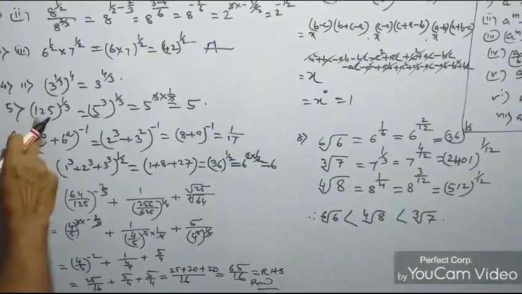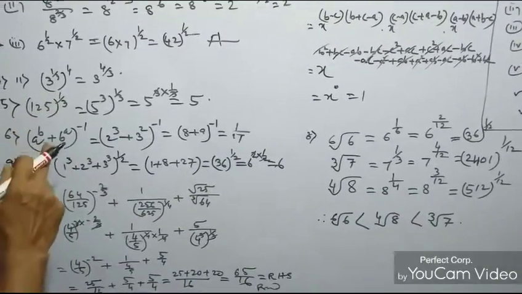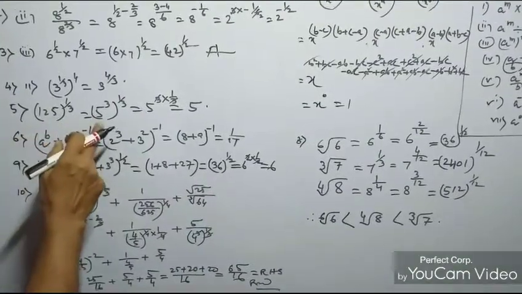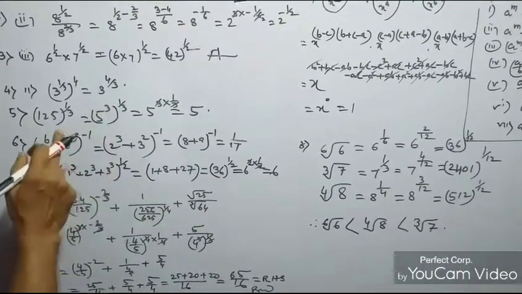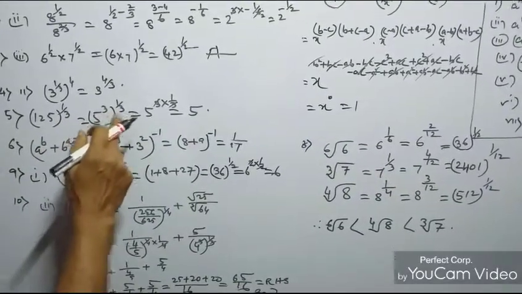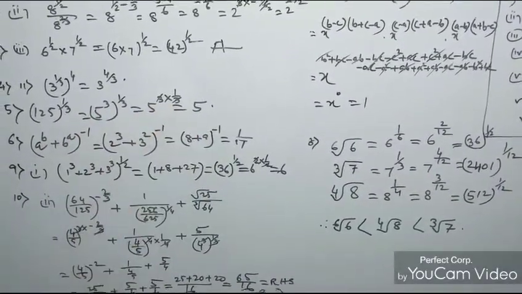Now, 125 to the power 1 by 3. You know that 125 we can write as 5 cube. And this 5 cube to the power 1 by 3, this is power of a power, so it will be multiplied. Then it is coming 5.